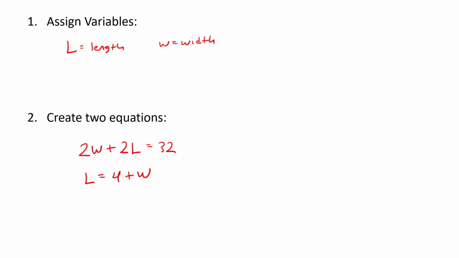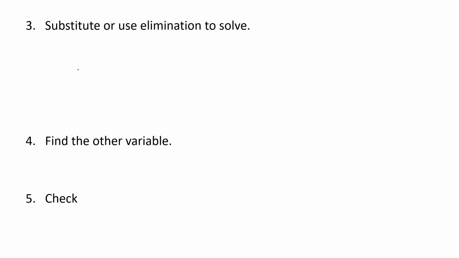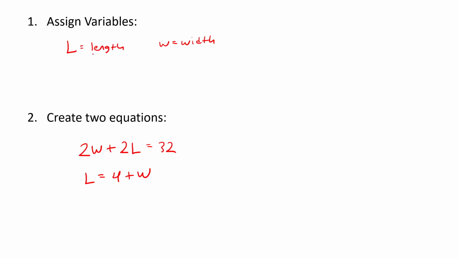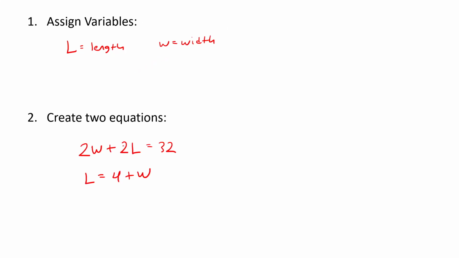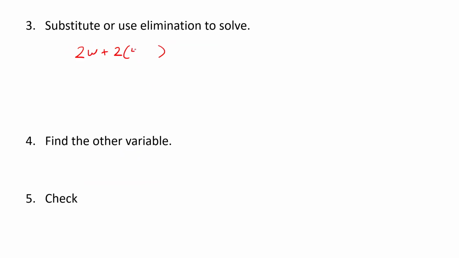You could use any method, but probably the easiest method here would be substitution, because you already have L by itself, so you could make a substitution into the other equation. That's what we're going to do. I'm going to take my original equation, 2W plus 2L equals 32, but where there was an L, I'm going to blow that up and put parentheses, and into those parentheses I'm going to put 4 plus W, or W plus 4, doesn't matter.